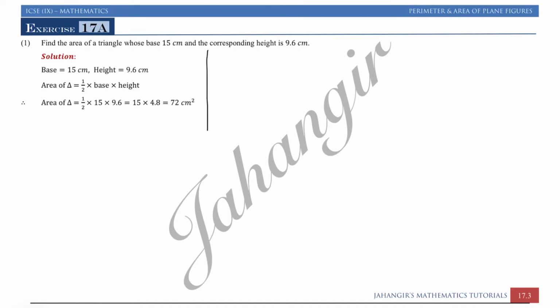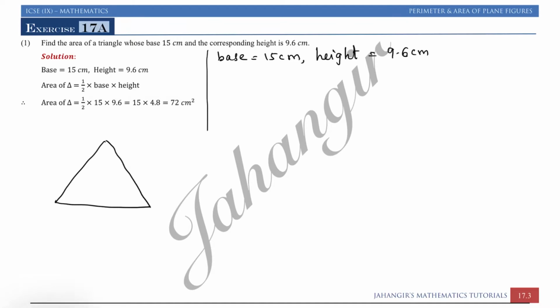In first question, find the area of triangle whose base is 15 centimeter and its corresponding height is 9.6 centimeter. So always write information given in the question. What does corresponding height mean? I will tell you. See, if you consider a triangle, there are three sides of a triangle. Every side has its own base. So if we are considering AD as a height, so its corresponding base will be BC.